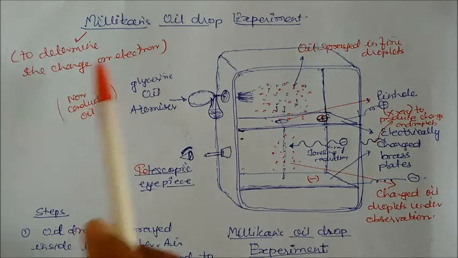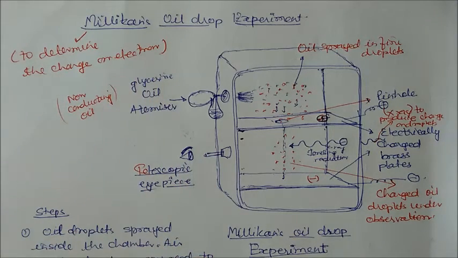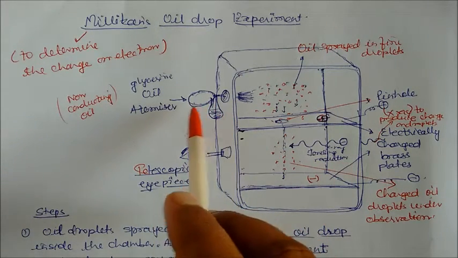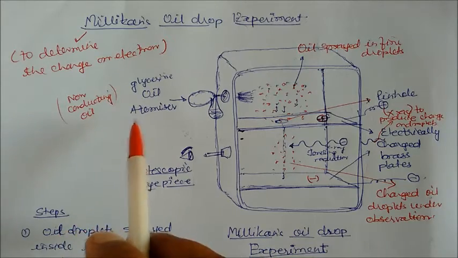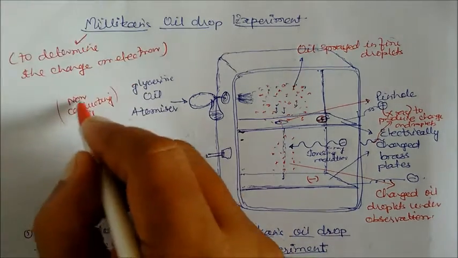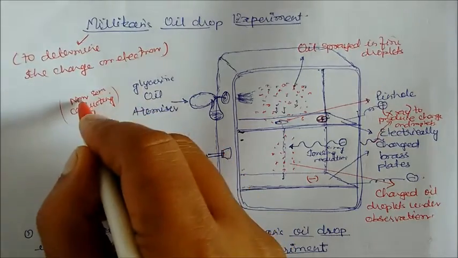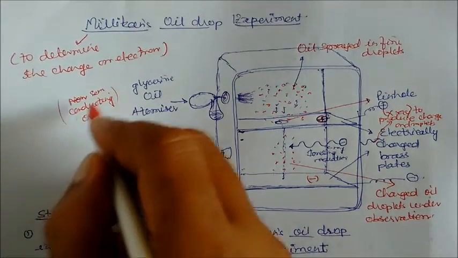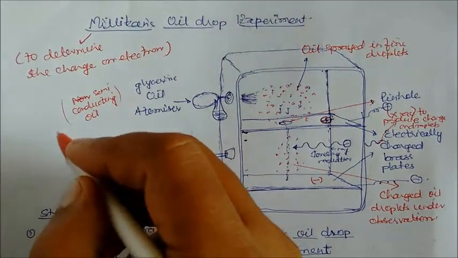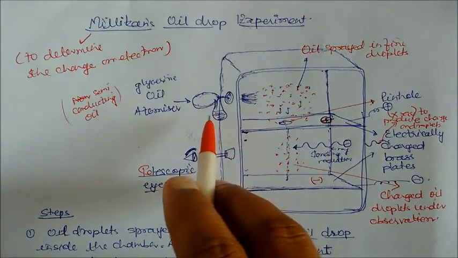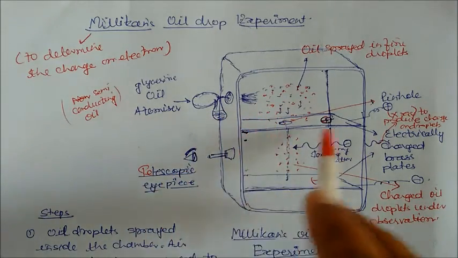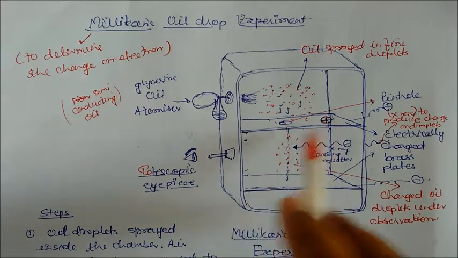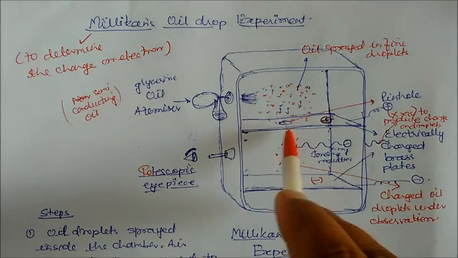So already I have written to determine the charge of the electron. So this is one chamber. This is the atomizer, which contains glycerin oil, which can conduct. Actually the oil is semi-conducting, so it can conduct some charges. With the help of the atomizer, it is sprayed inside one chamber. This is one plate, a positively charged plate, and a negatively charged plate. So this is the hole.